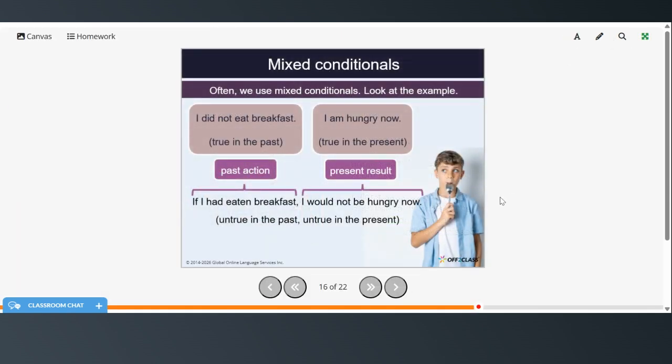Now, often we use mixed conditionals, so look at the example. I did not eat breakfast, something that's true in the past, and I am hungry now, true in the present. So we have a past action and a present result. If I had eaten breakfast, I would not be hungry now. So untrue in the past, untrue in the present.